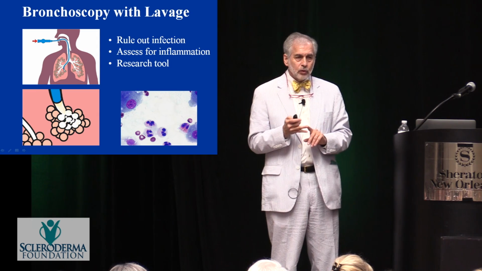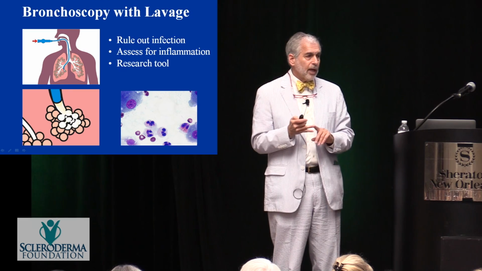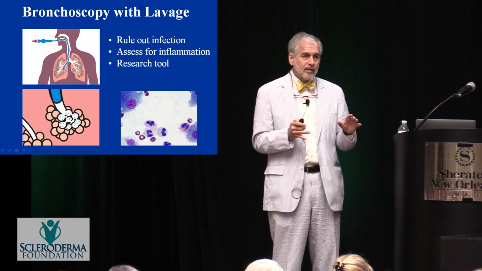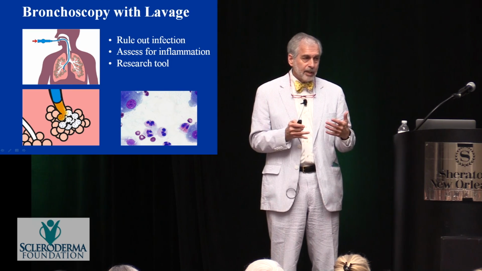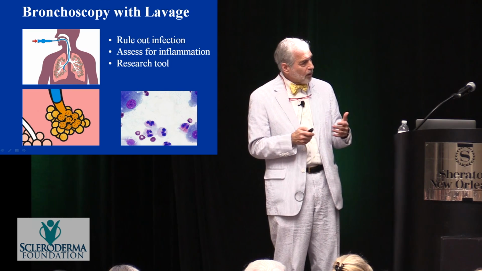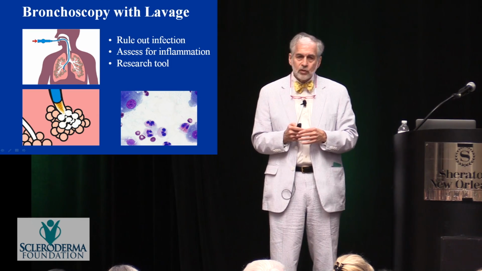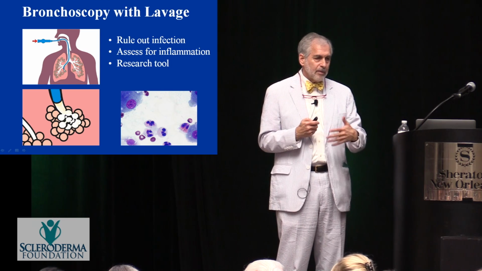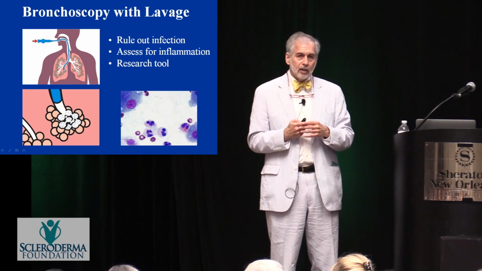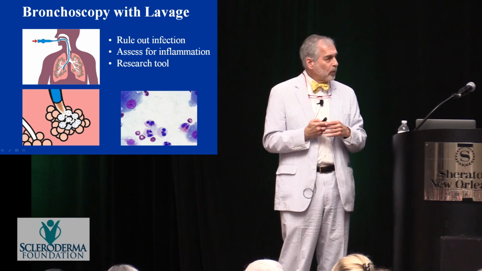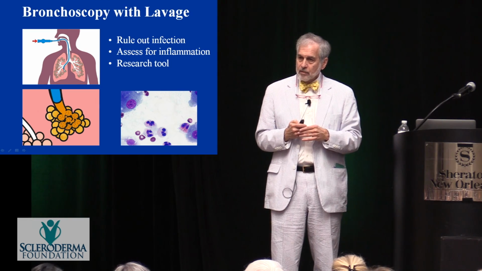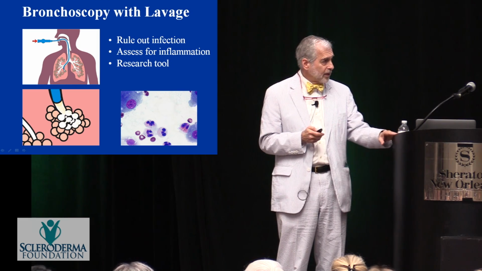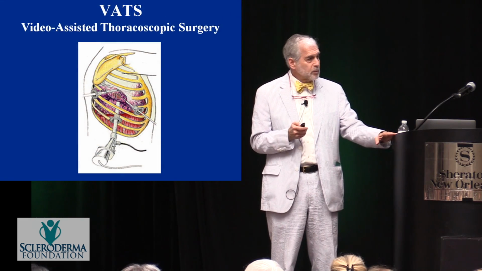We also still do it for research purposes. And we're able to obtain cells from the lower part, from those alveoli. And we can look at them. The cells on your far right, those are inflammatory cells. They shouldn't be in your lower respiratory tract. They indicate that there's an inflammatory process occurring in the lower part of your lungs. We can actually grow fibroblasts from the fluid that we recover through the bronchoscope. So this has been very helpful for us from a research perspective.